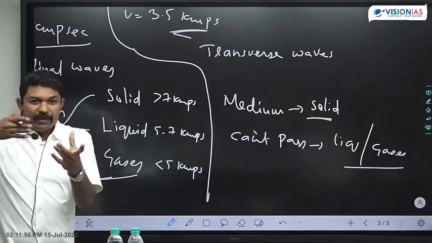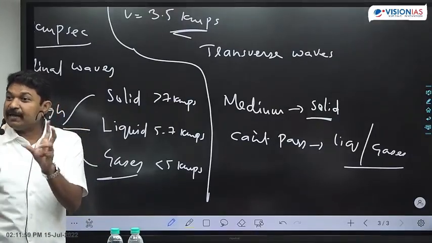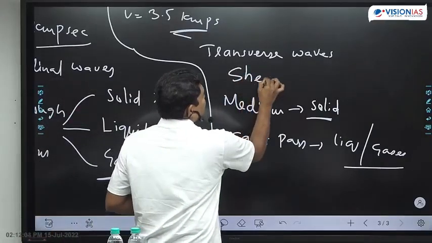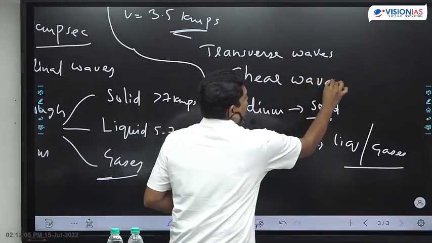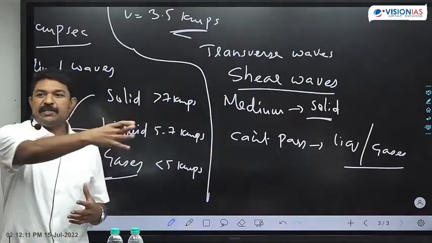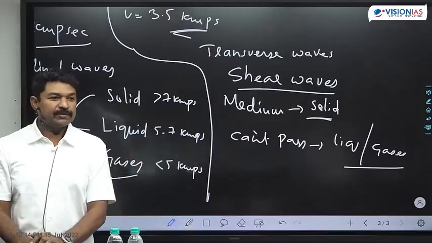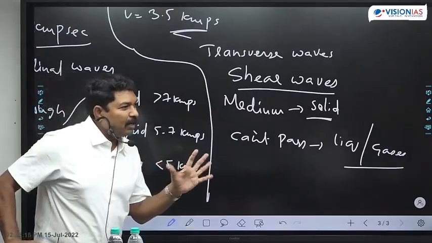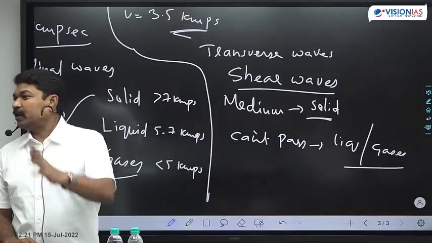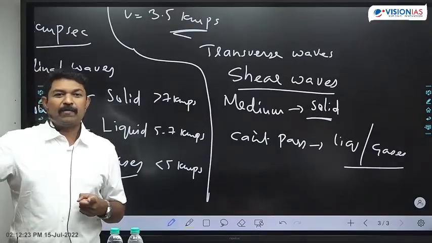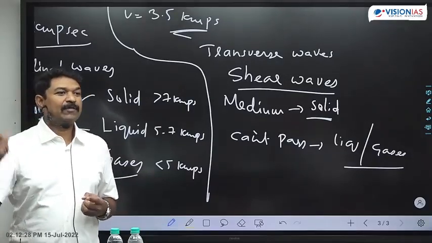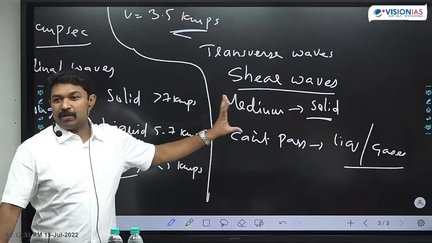Since it is moving straight, it is vibrating the rocky material, and therefore these secondary waves are also called shear waves. Meaning what? They are penetrating, piercing through the rocks. That's why they are called shear waves. Can it penetrate through the water body? Can it go through the gaseous medium? No, only into the solid medium. More the solid, more the velocity. Less the solid material, less the density of the material, less the velocity. That is the shear nature of this wave.